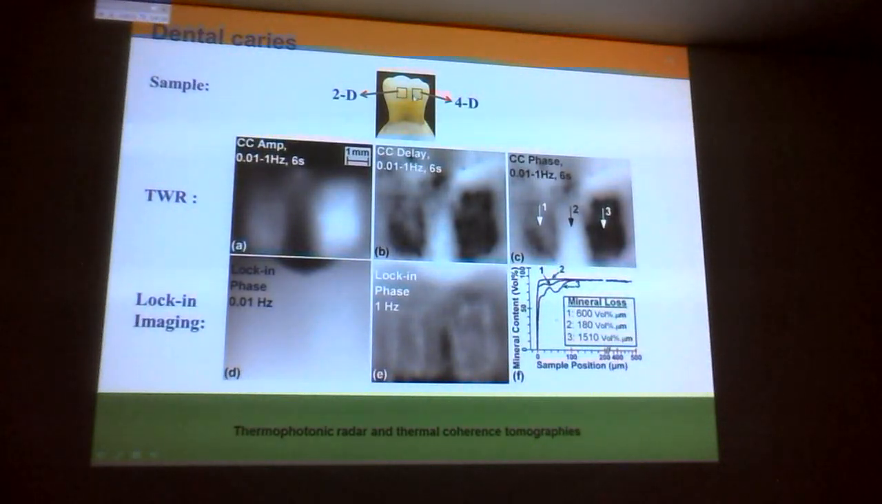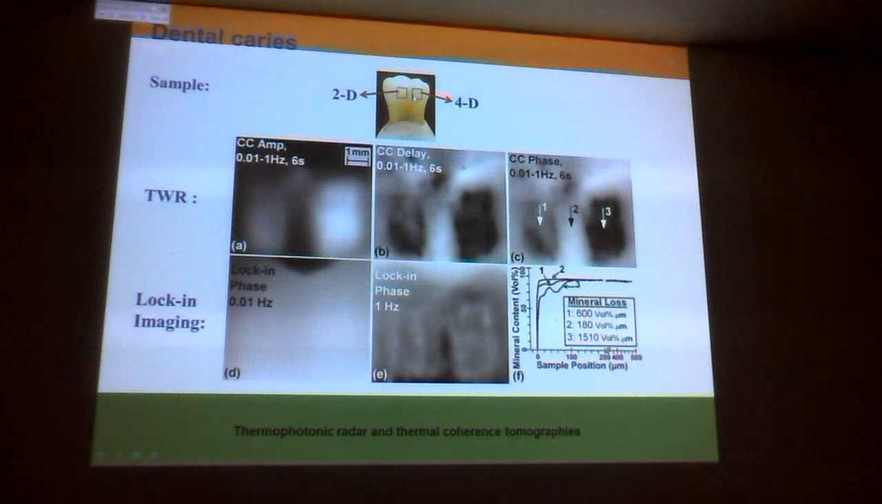So this is the outcome. I'm not going to go into this. We spent lots of years preparing this technology, but eventually I'm just going to show you these images that come out. This was a tooth that had been demineralized, so you can get demineralization solutions for 2 days and 4 days. So this is the lock-in imaging down here.